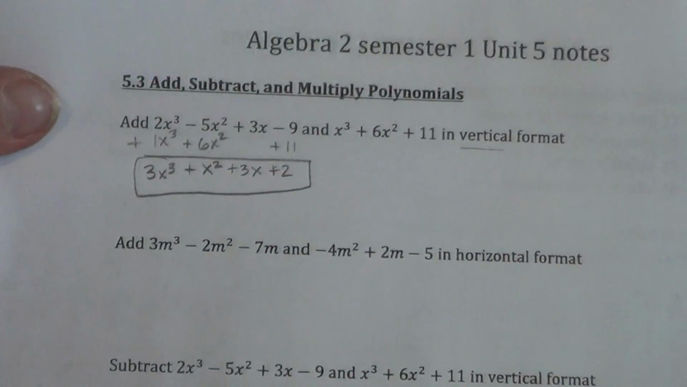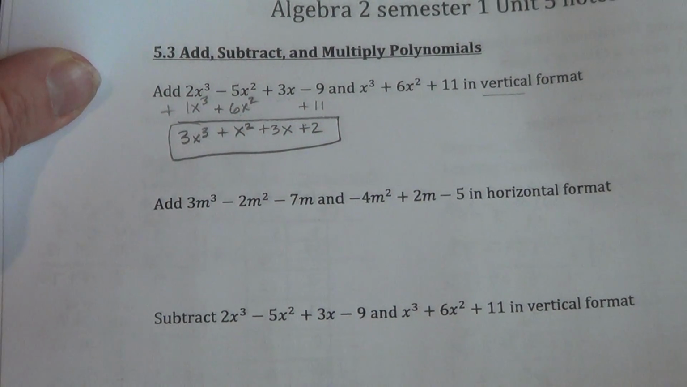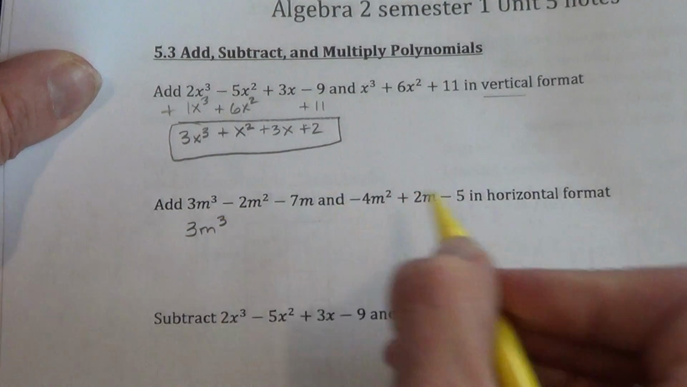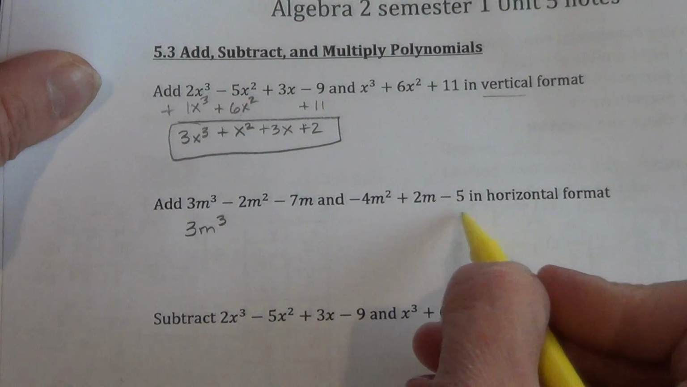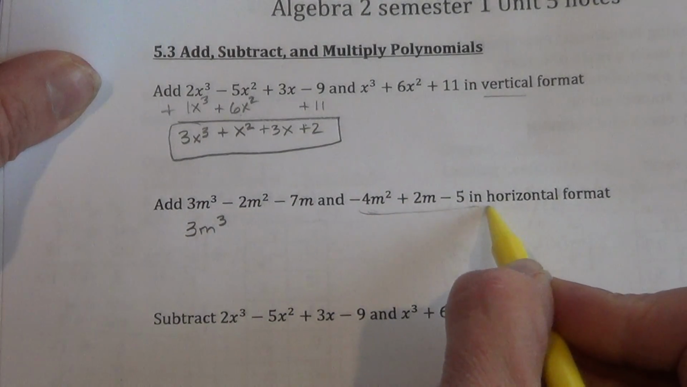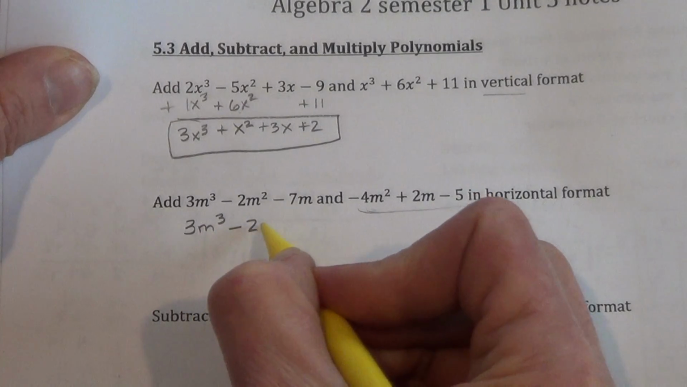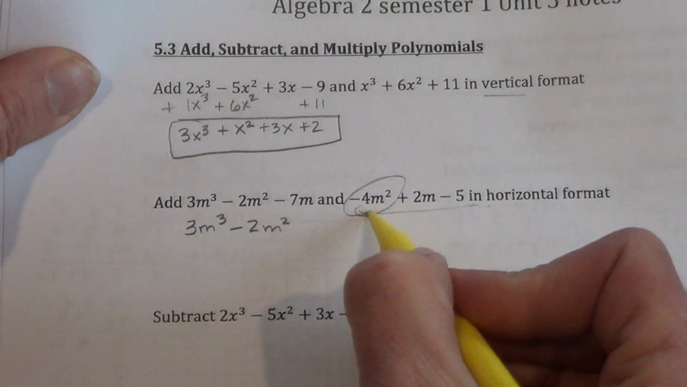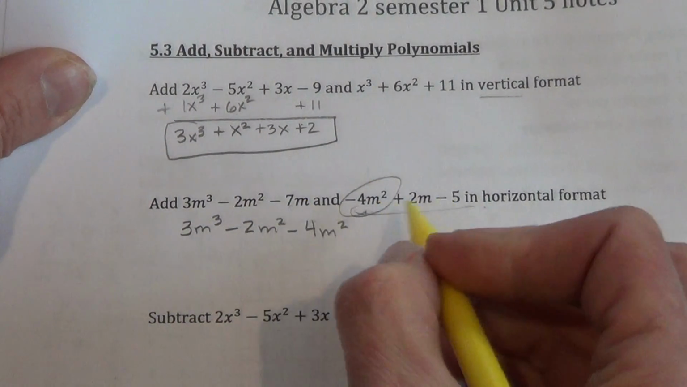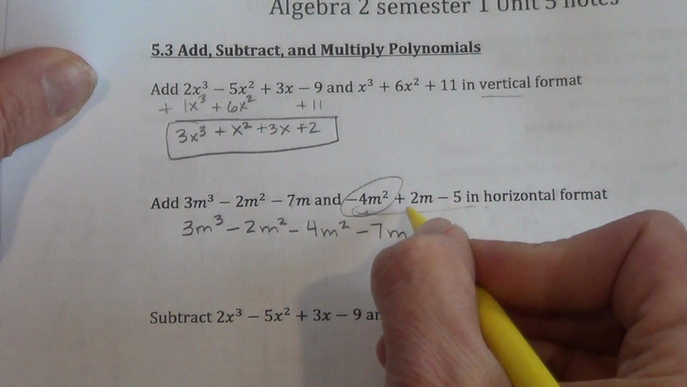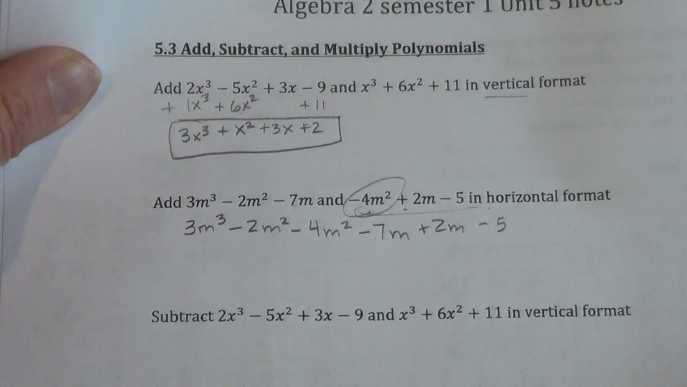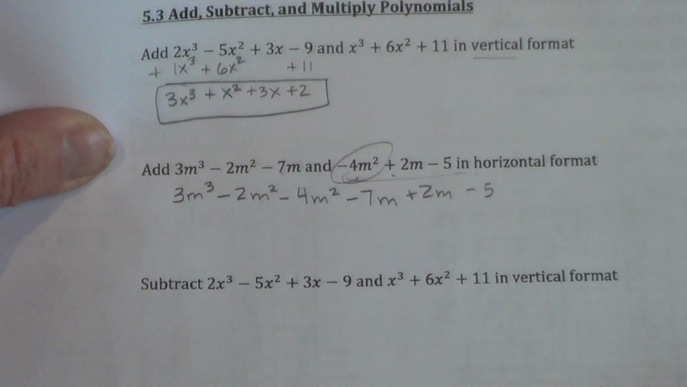Now, on the horizontal format, what I normally do is I show these terms, but I go ahead and I use the commutative property to put like terms together. I don't have any m cubes over here. So I go on to my m squared, I have a negative 2m squared, and I bring this negative 4m squared right next to it. Now I have a negative 7m and a positive 2m and negative 5. So when I write my horizontal, I just go ahead and put like terms close together.